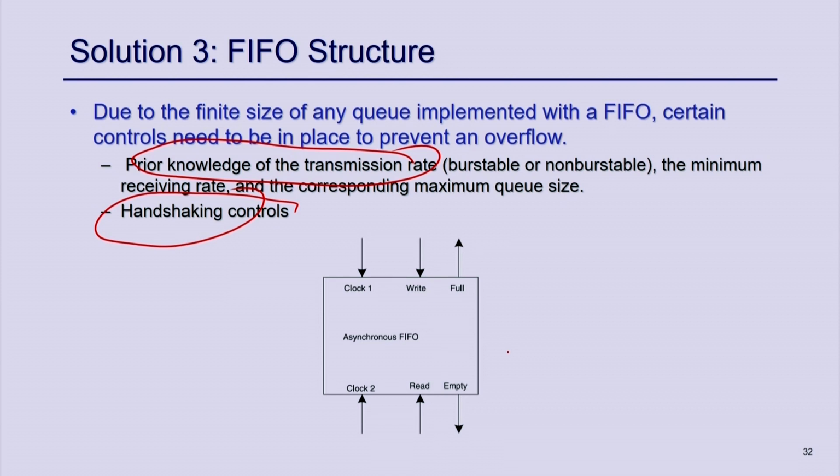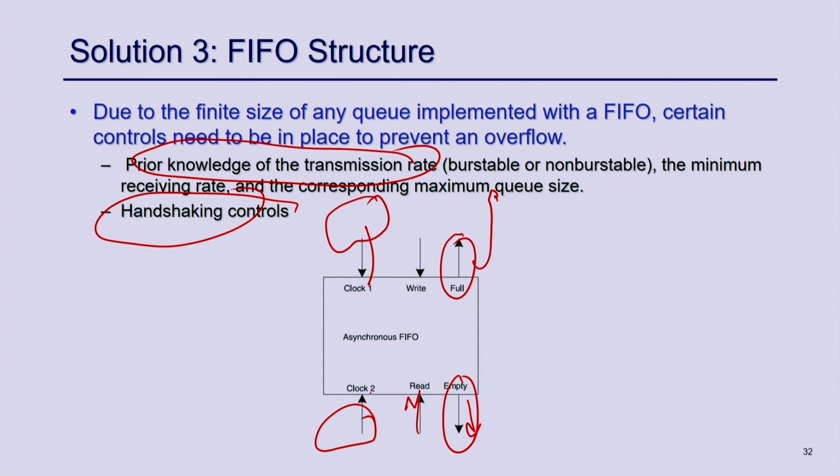So, there will be some signals called full and empty. When the full signal comes, the clock 1 domain will wait and not write unless some vacant position is available, and similarly, if empty is 1, the clock 2 domain will not read anything, because there is no data here. So, this is a kind of handshaking through which this overflow problem can also be avoided. So, this is technique 3.